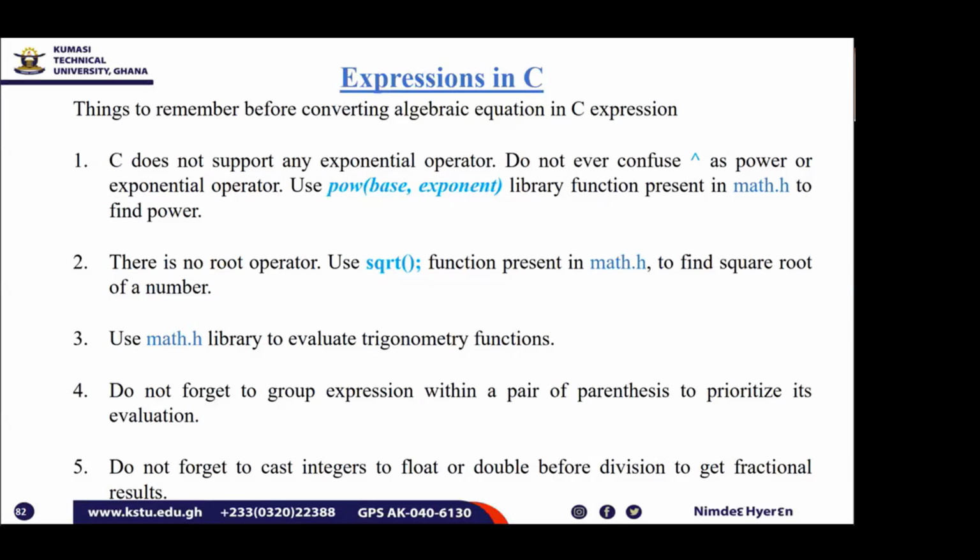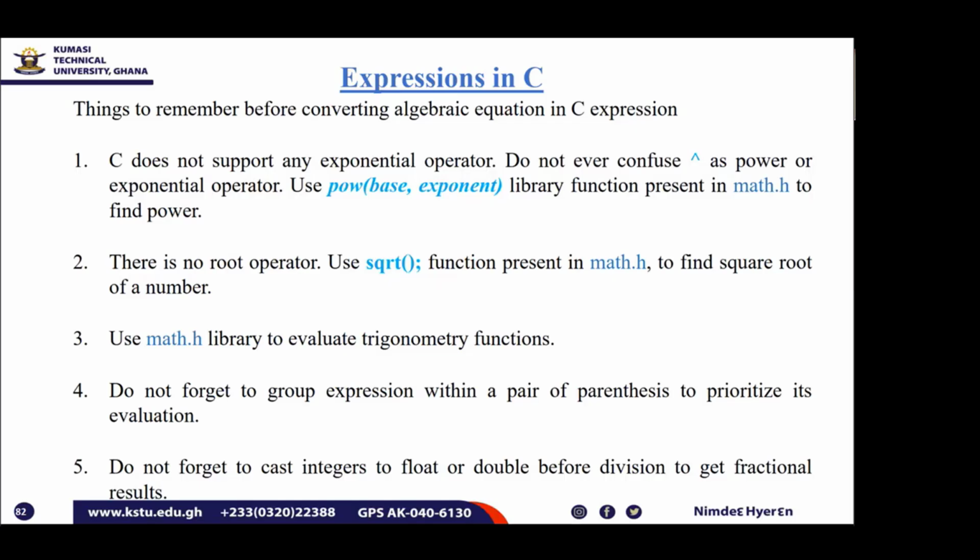The math.h library is used to evaluate trigonometry functions. And so do not forget to group expressions within a pair of parentheses to prioritize its evaluation. So anytime you are having to deal with expressions where there are parentheses, remember to group them so that evaluation can be prioritized.